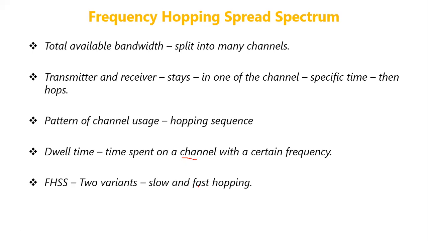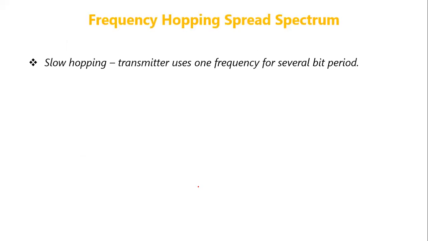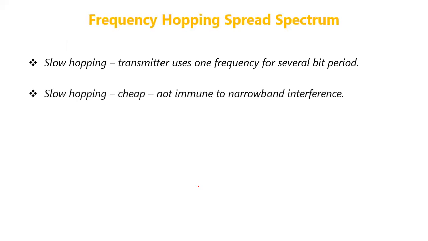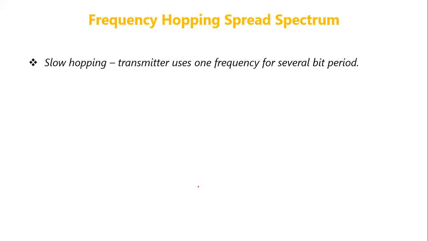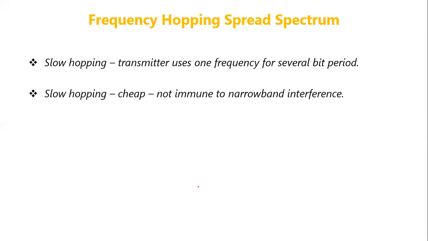Let us try to understand how this algorithm works. First let us start with slow hopping. With slow hopping, the transmitter uses one frequency for several bit periods. As we already discussed, in frequency hopping spread spectrum the bandwidth will be divided into multiple frequencies. Here the transmitter will be using only one frequency for several bit periods. After a few bit periods, the transmitter will change the frequency.